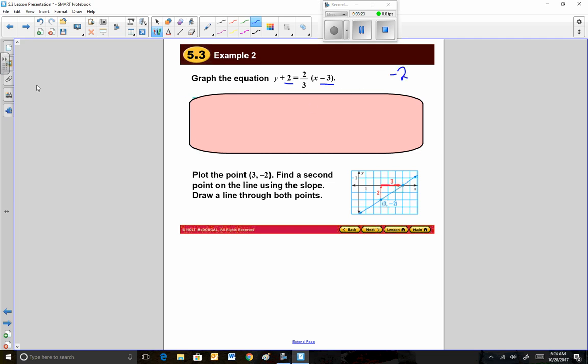Okay. And then I look over here and I say, oh, it says minus 3, so I write a positive 3 for my x. So this is the point that's on my line, and my slope is right here. So I'm going to go ahead and write a point at 3, negative 2, and I'm going to use a rise 2, run 3 slope. Rise 2, run 3, make another point, and then use a straight edge to create this line.